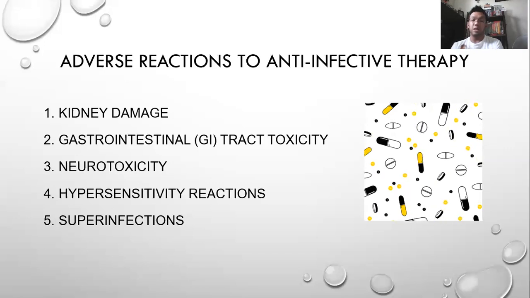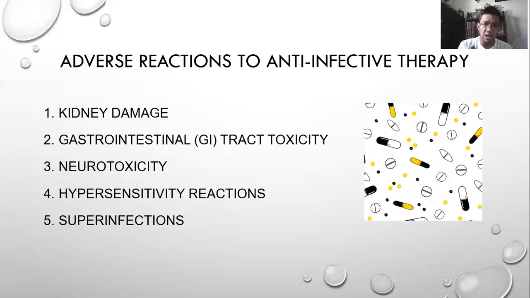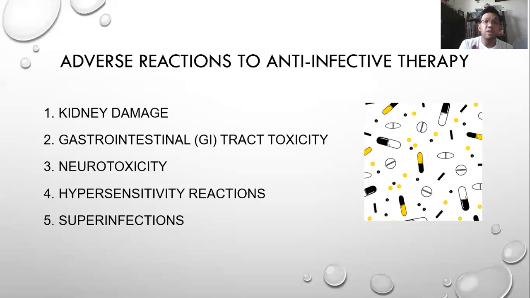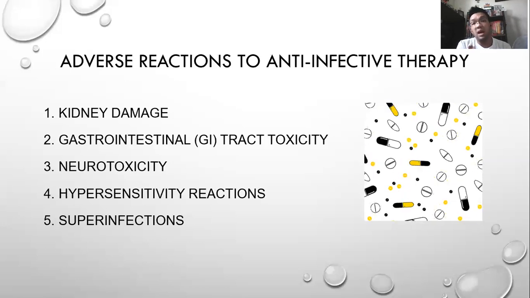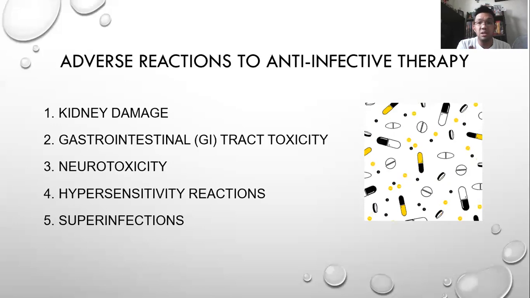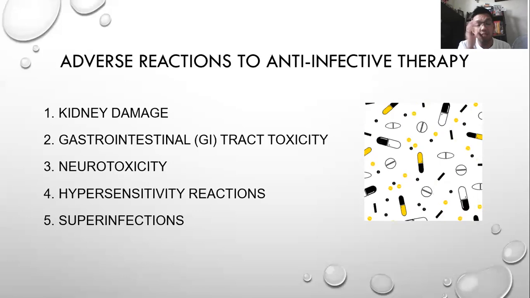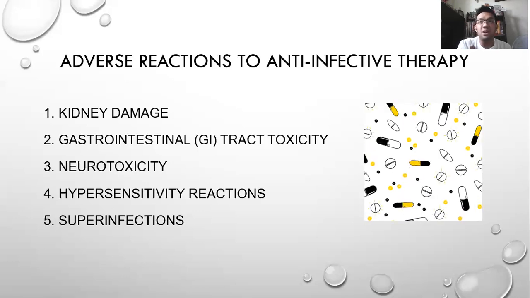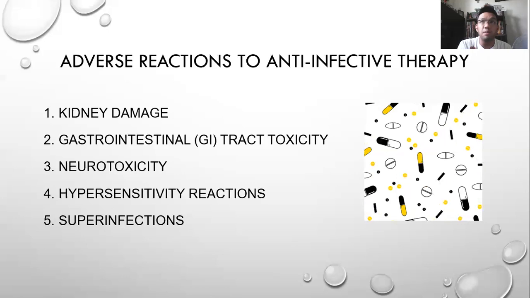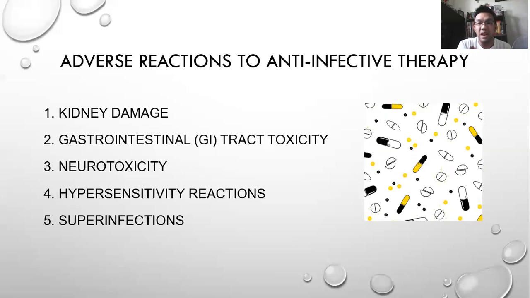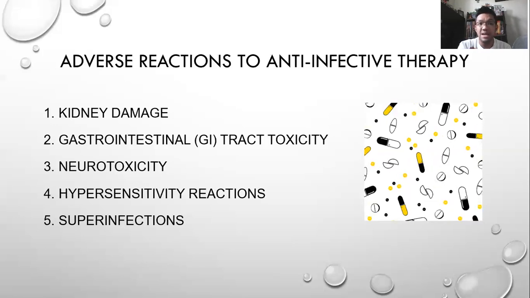And number five, superinfections. Superinfections can occur because not only do the antibiotics kill the invading pathogen, they also kill the normal flora of a certain bodily system. So let's say, for example, the E. coli of our GI tract. If that bacteria is killed by the antibiotic that has been taken in by the patient, this can cause untoward effects on the patient as well, causing superinfections. Superinfection is brought about by antibiotics that have killed the normal flora of our body.